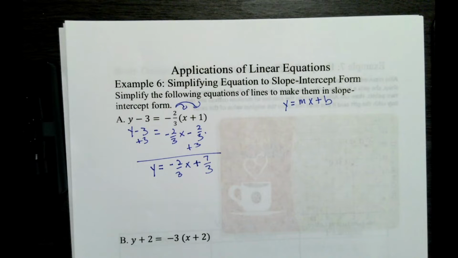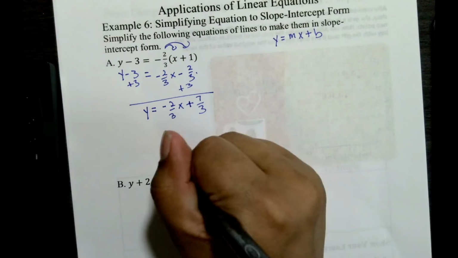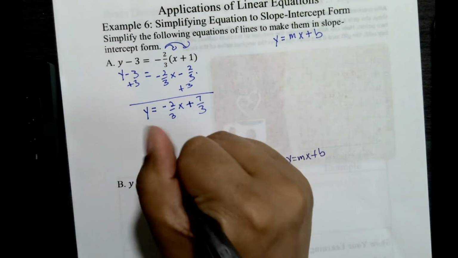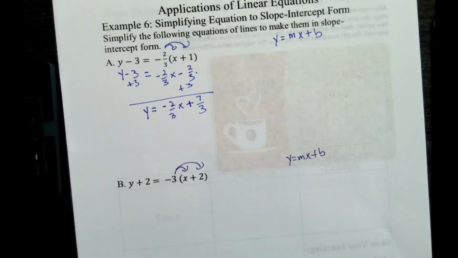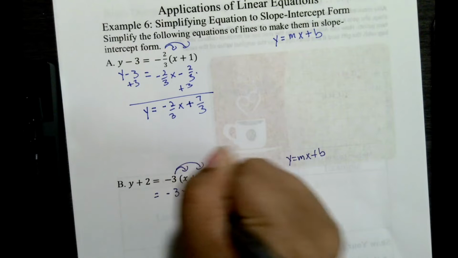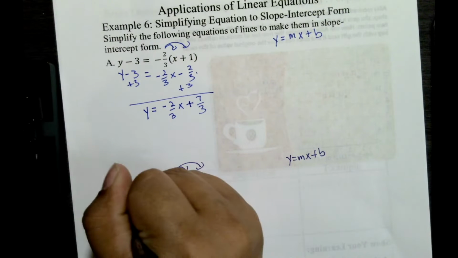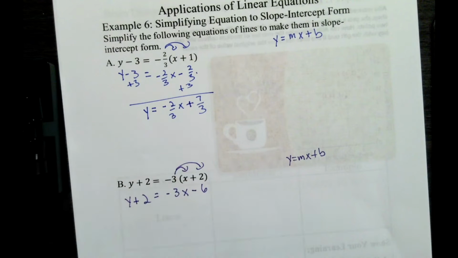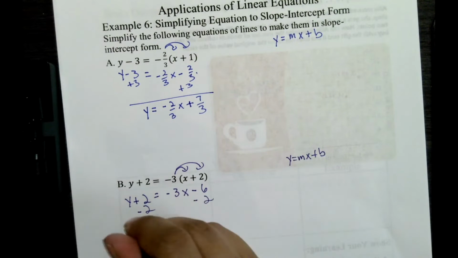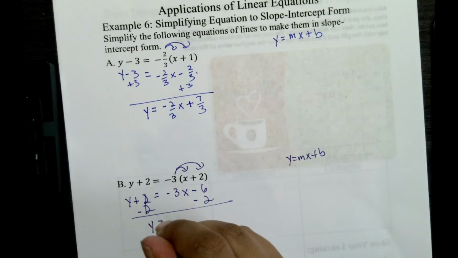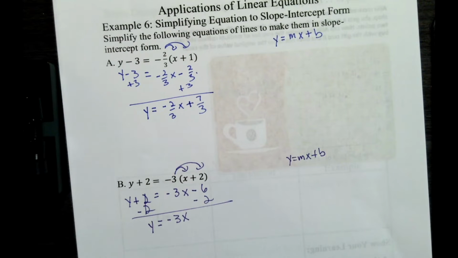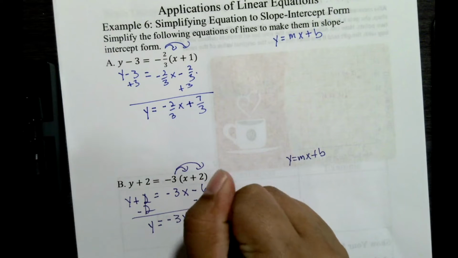Alright, let's try another one. So, remember our goal is y equals mx plus b. We're going to go ahead and distribute here, and we're going to get negative 3x minus 6. Keep our y plus 2 because it hasn't gone anywhere. We're going to subtract 2 on both sides. Y equals negative 3x. Negative 6 minus 2 is going to be negative 8.